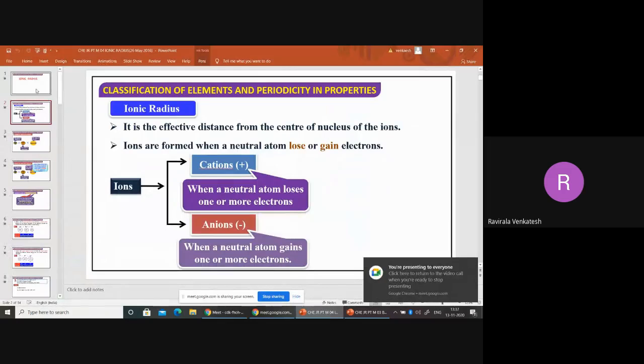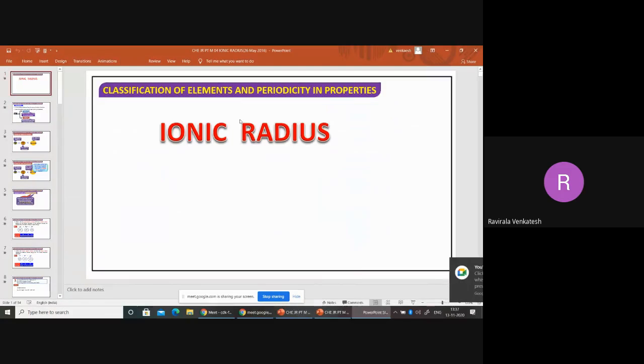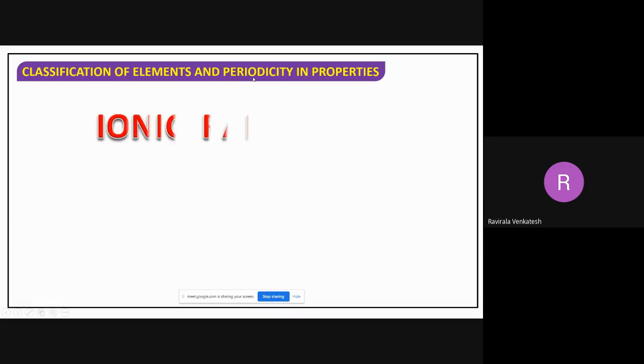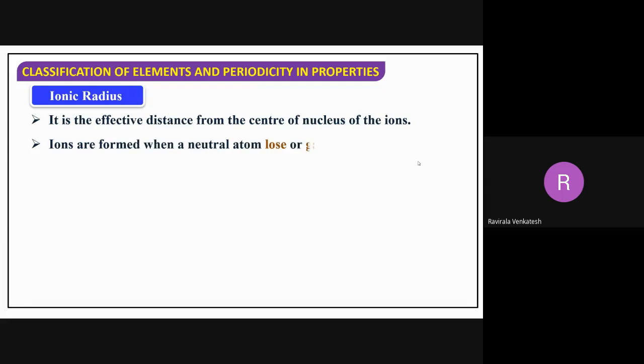Ionic radius. In this PPT, you will see the ionic radius now. What will be the main difference between the ionic radius and the atomic radius? If you observe what happened in atomic radius, it is the effective distance from the center of the nucleus. For the ion, it is for ion. So we know already what is the difference between the atom and the ion.